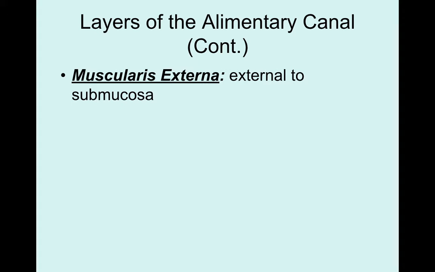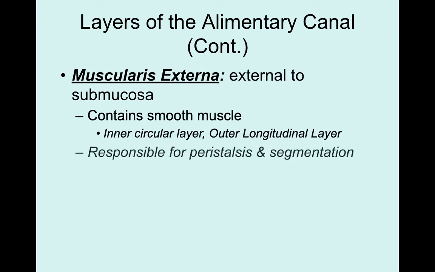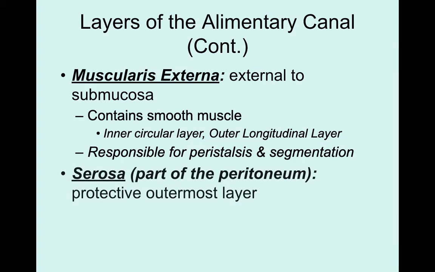Again, this is going to be on top of or external to the submucosa. This is going to be our layers of smooth muscle. There are 2 layers of smooth muscle, the inner circular layer and an outer longitudinal layer. So the circular layer, again, goes around the tube, and then the longitudinal layer runs parallel to the tube. And this is the actual layer, the muscularis externa. This smooth muscle is responsible for the peristalsis and the segmentation. Again, remember, the peristalsis is the forward movement of the material. The segmentation is the mixing and churning of the material in place.